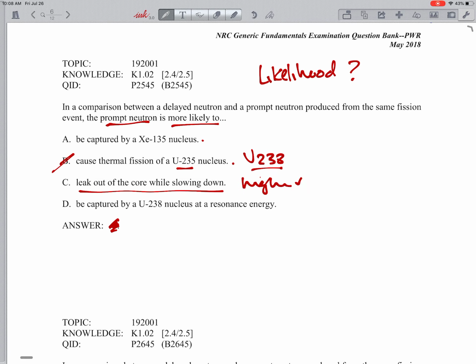A prompt neutron has a higher kinetic energy. It's going faster, so it's more likely to leak out. Be captured by a U-238 nucleus. See that resonance energy, man, that's a trick. You want a fast fission nucleus, or U-238, excuse me. So not resonance energy, so D's not correct. Captured by xenon-135, that could be any of them, but it's more likely to leak out of the core while slowing down. And that makes sense. So did we get that right? Let's see, good.